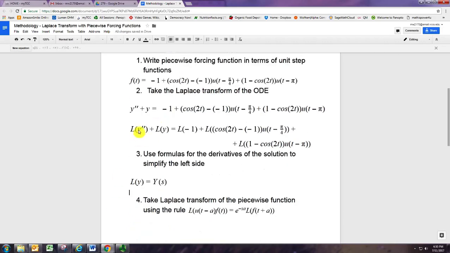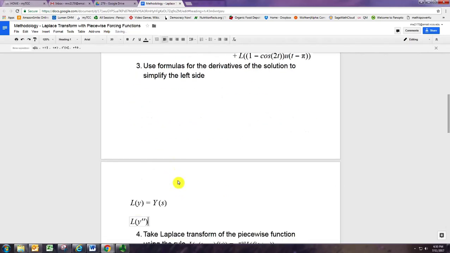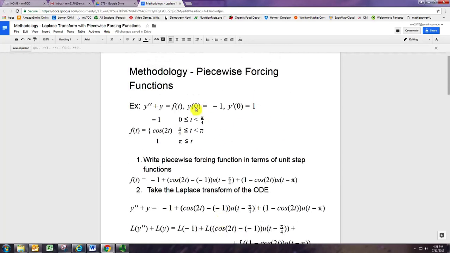What's cool about the Laplace transform is that the Laplace transform of the derivatives can be related to this Laplace transform function without derivatives. There's a formula for the first and second derivative, and we're just going to need the formula for the second derivative here, because the first derivative does not appear. The formula is s squared times big Y of s minus y prime of 0 minus s times y of 0, where y prime of 0 and y of 0 are the initial conditions. Those are given at the beginning of the problem. Y prime of 0 is 1, y of 0 is negative 1.